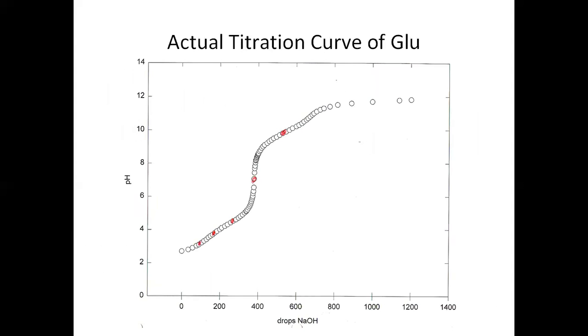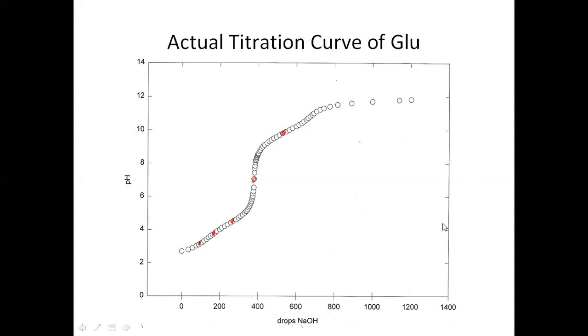On this graph, what I am showing is a titration curve of glutamic acid. I have indicated with red dots 5 different points. It should be noticed that the first, third, and fifth points from left to right correspond approximately to 2.19, 4.25, and 9.67. These are the pK values for the different acidic hydrogens.